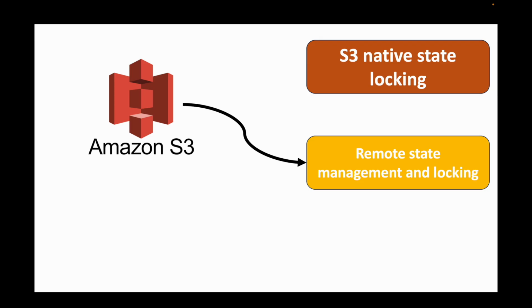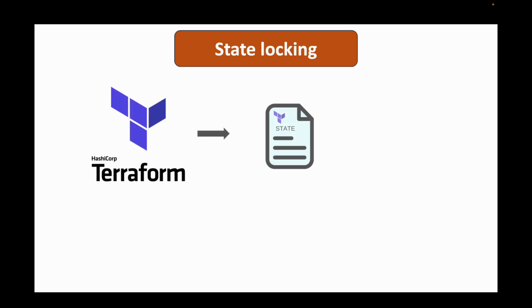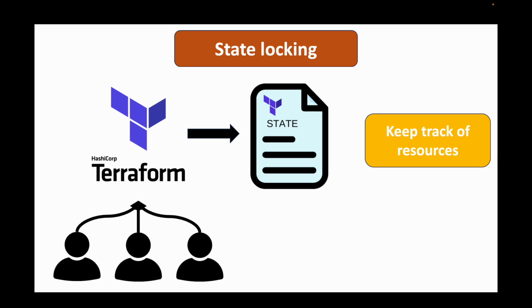So let's get started with this. First, let's quickly do a recap of what state locking is. Terraform uses a state file to keep track of all the resources that it is managing. Whenever we create resources using Terraform, Terraform needs to keep track of those resources. So it makes use of this state file to keep the information of all the resources that it is managing. Now, when you have multiple people or multiple systems using Terraform at the same time, there is a risk of state corruption. And this is where state locking comes in.